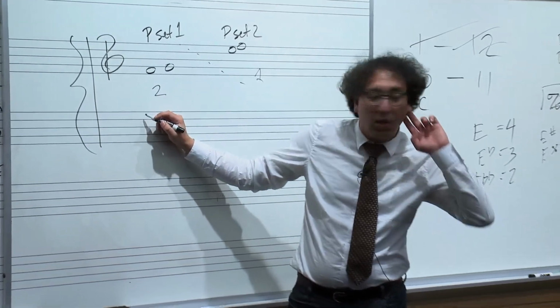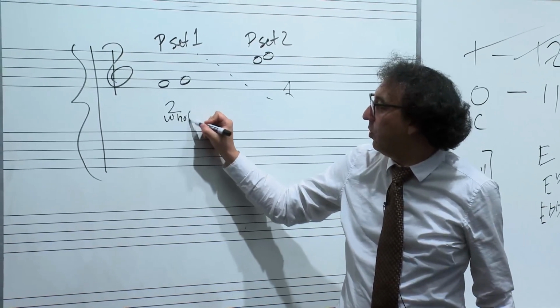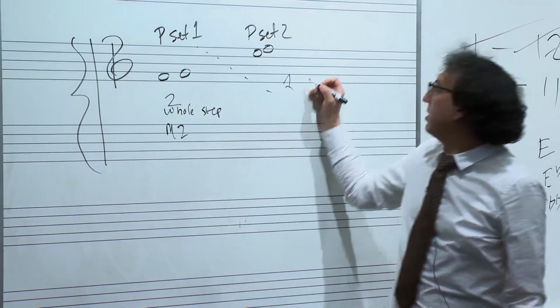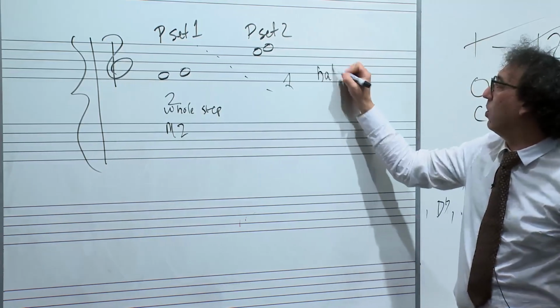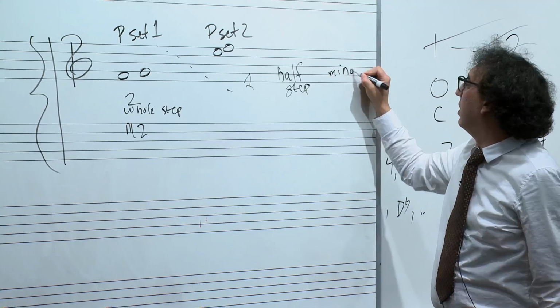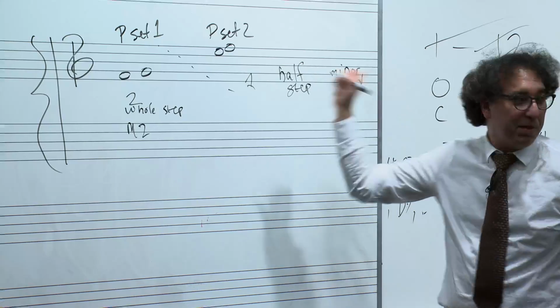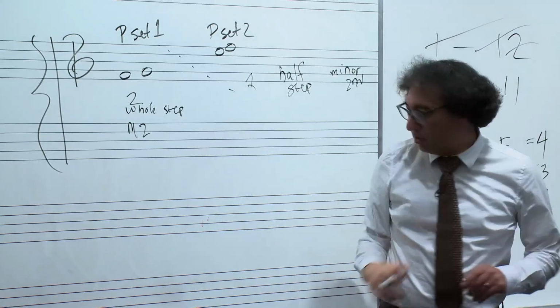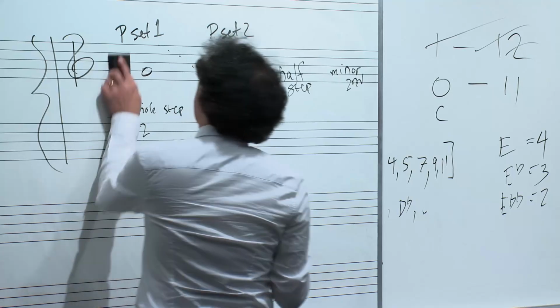What's that? Whole step. Good. Another word for whole step? Usually major second. Good. And here, half step, right? Or minor second. Good. So you knew that you weren't going to be able to find that. You didn't need to do all the computation. Let's do one that's a little bit harder.